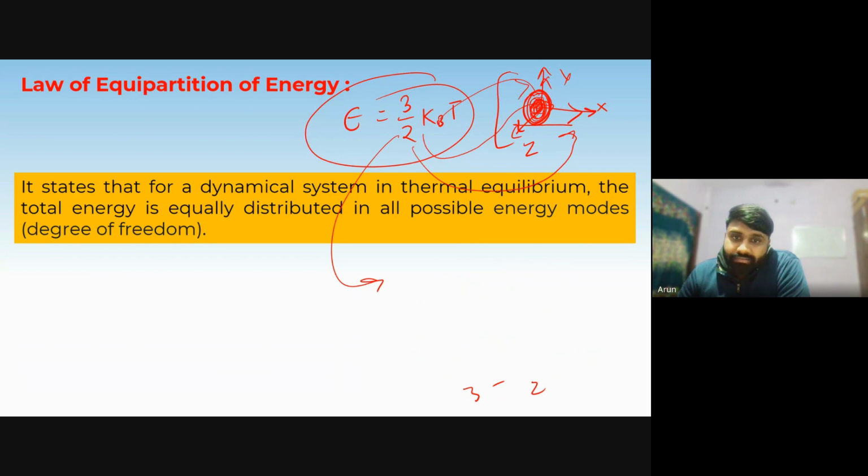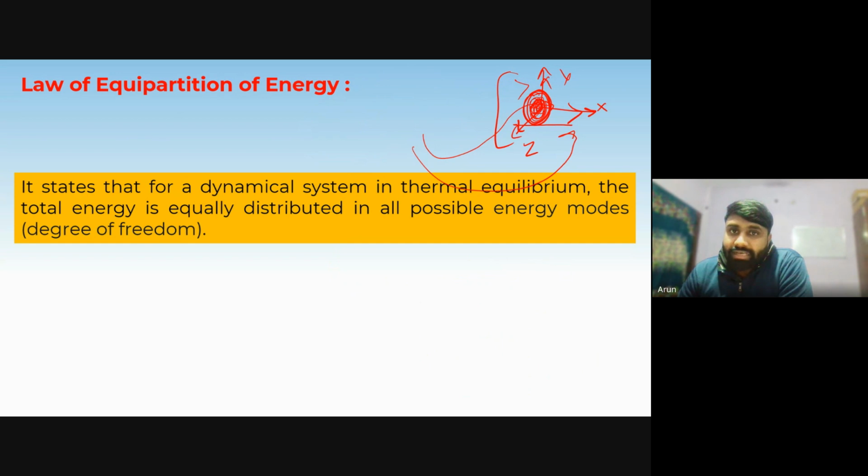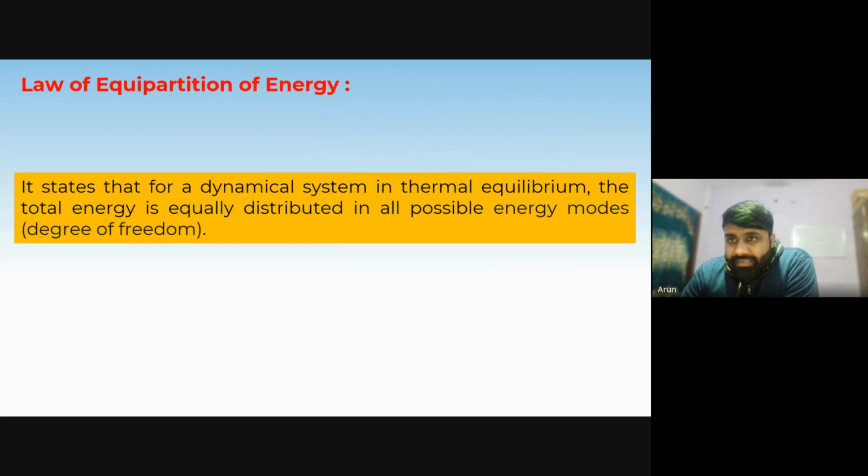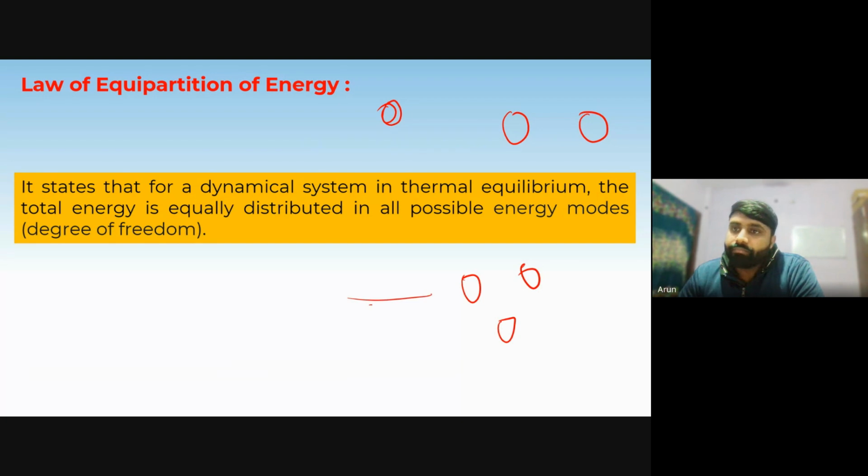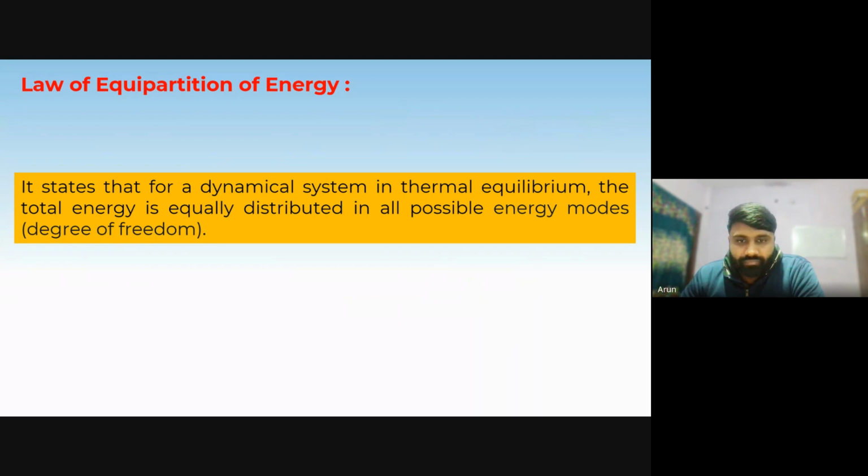Now for that, how do we know how many degrees of freedom the system has? It depends on what the system is. Okay. Does the system have only one point mass, or does the system have two particles, or three particles, or let's say whatever the number of particles? Okay.